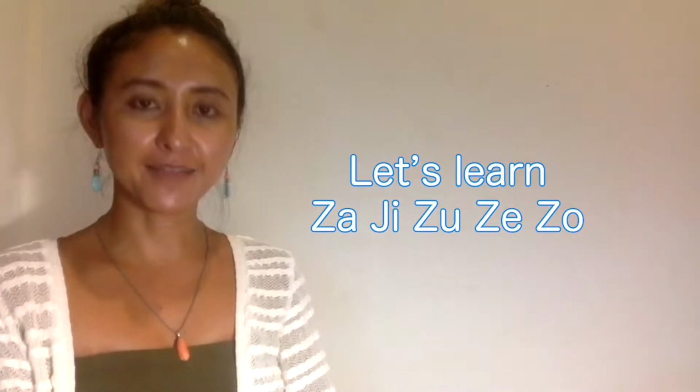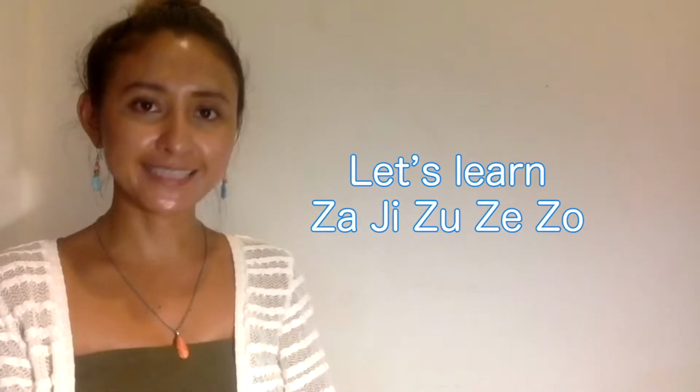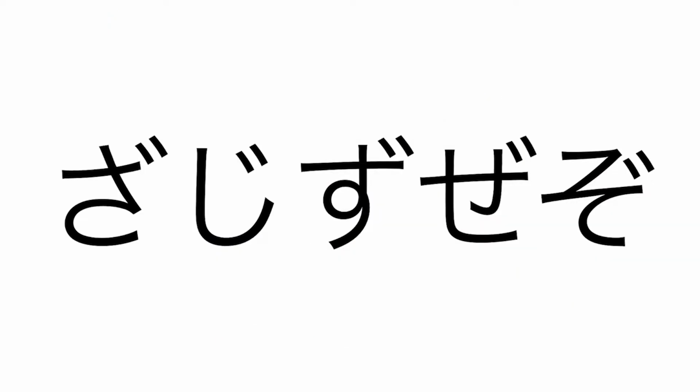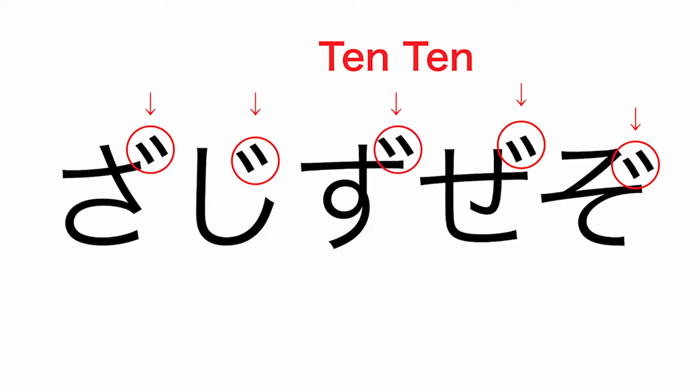You're going to learn the 5 letters: ze, ji, zu, ze, zo. The consonant of the letters is z, but you will not see the consonant in the table. This is also something with dakuten. So these are sa, shi, su, se, so plus dakuten. Then the consonant will be z. It's not sa, shi, su, se, so anymore.